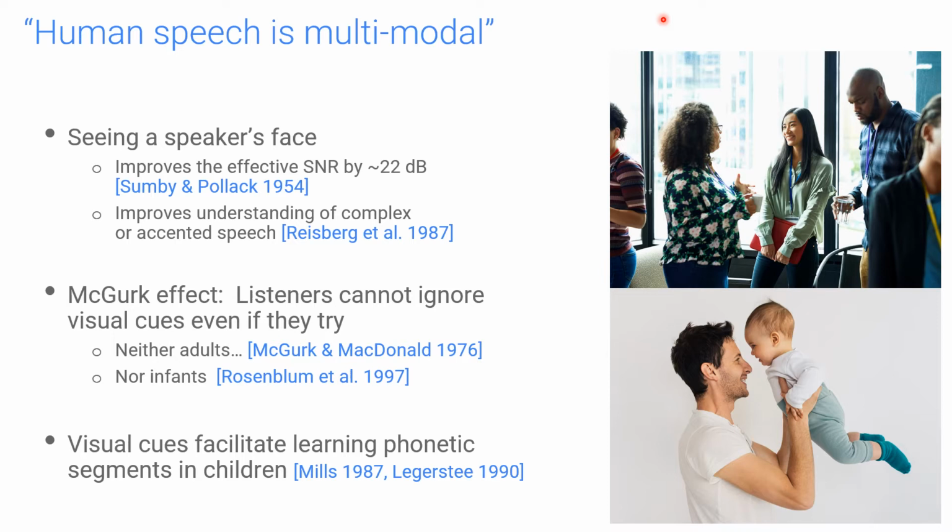human speech perception mechanism automatically combines visual and auditory cues to the point that we can't ignore the visual cues even if we try. And this holds for both adults and infants. And finally, we also know that children learning their first language use visual cues to help learn the phonetics of that language.